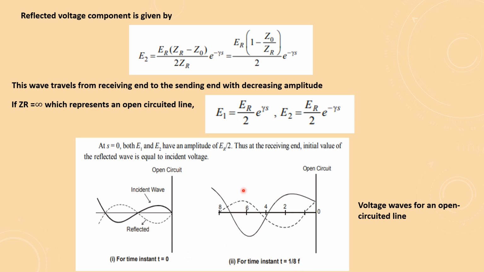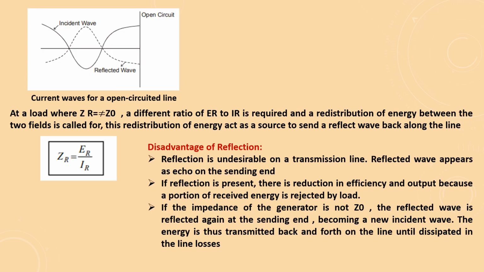So the conclusion is that if the line is not terminated by its characteristic impedance, then there exists reflection. In order to make that reflection minimum or 0, it is necessary to terminate ZR, that is the receiving end impedance, by its characteristic impedance. So only when ZR is equal to Z0 can we say that there is no reflection at all. Such a line is also called a smooth line. The line without reflection is called a smooth line. Since if ZR is not equal to Z0, as I told you, there exists reflection.